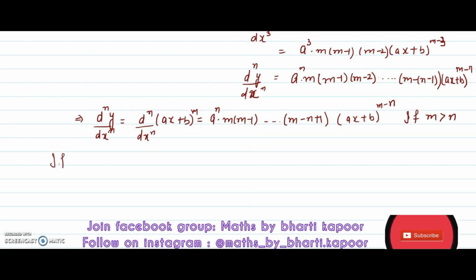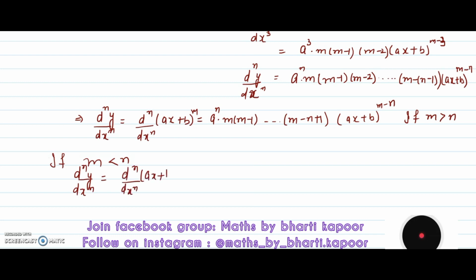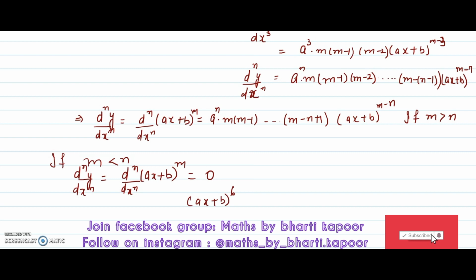What if m is less than n? What if m is less than n? Then the nth order derivative of this function will be 0. For example, if the degree of ax plus b is 6, then the 7th order derivative of this function will be 0. If the order of derivative n is greater than the degree of this function, say if n is 7 or 8 or 9, then the derivative of this function will be 0.